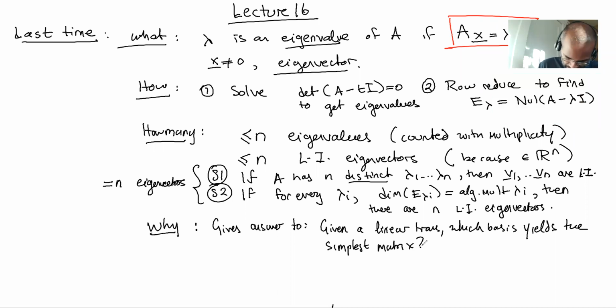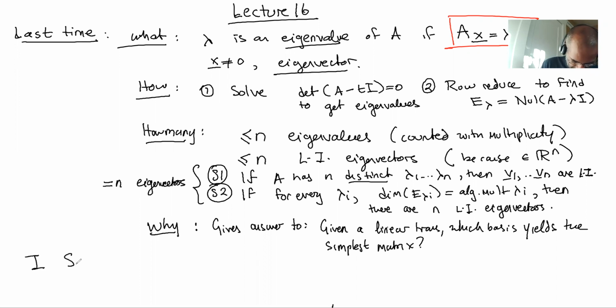is review. So last time we did what, how, and how many eigenvalues and eigenvectors there are. And this time we're going to talk about why this is useful. And the point is it gives an answer to this question, what is the best basis in which to represent a linear transformation? Now, before I do that, this is going to be divided into 3 topics.